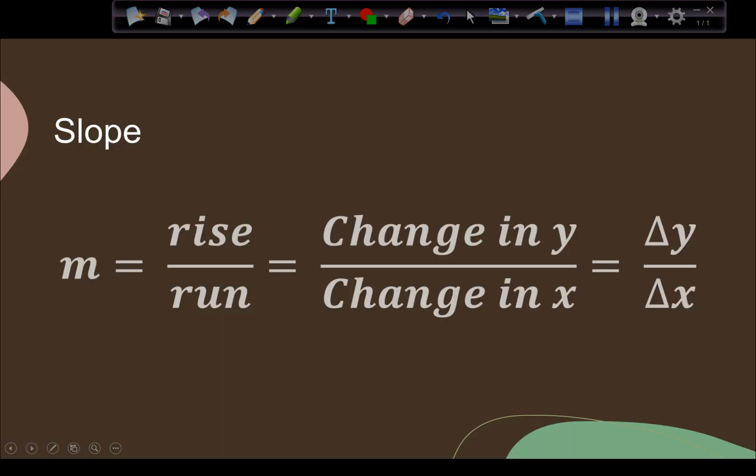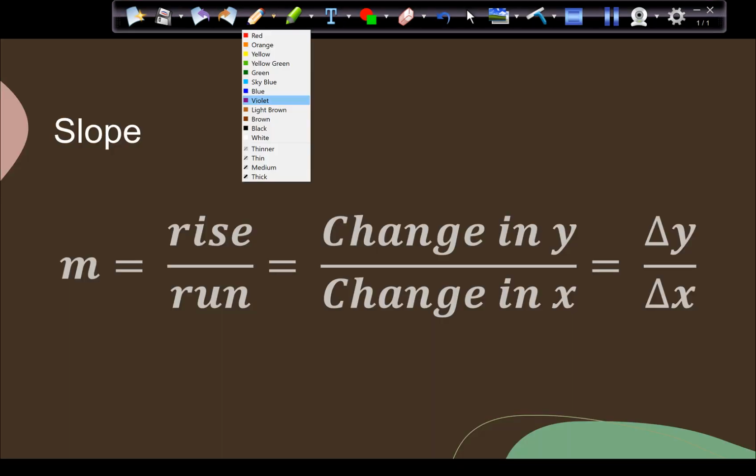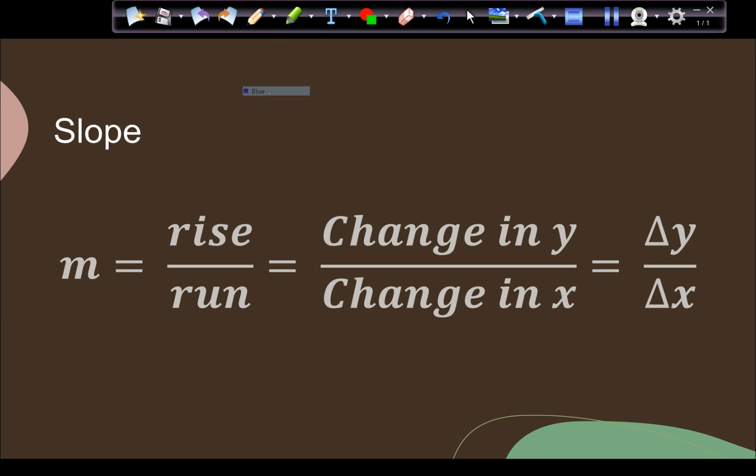Okay, so first just to review what we already know about slope. M is the variable that we use to represent slope. And just like what we were doing earlier, slope is rise over run. And then when we were doing tables earlier this year, we talked about the change in y over the change in x. So instead of actually writing that out in words, the little triangle is your symbol for change. So change in y, change in x.